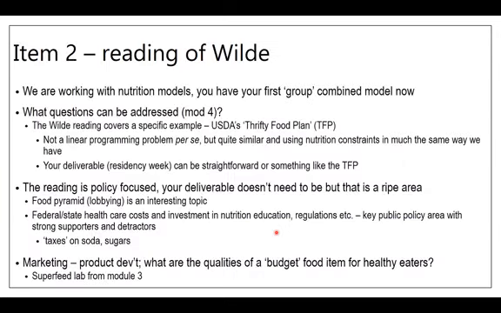Item 2 is the reading from Wild. We're working on nutrition models. You've just in Module 3 done your first group combined model. And so let's see how somebody else is using a model, and that's the USDA Thrifty Food Plan. It's not linear programming per se, but it's very similar. They use nutrition constraints the same way we are.